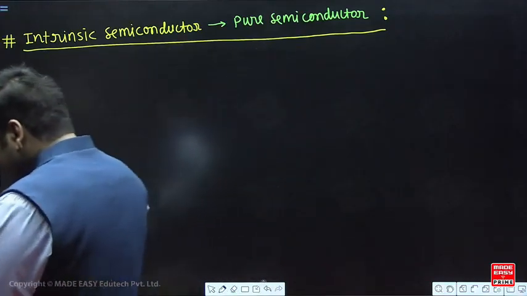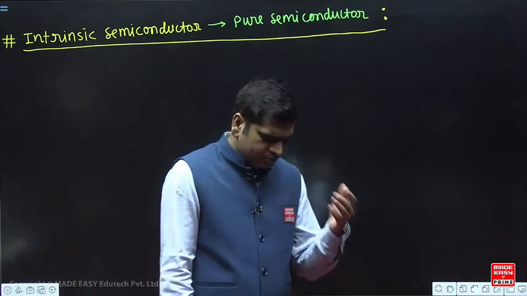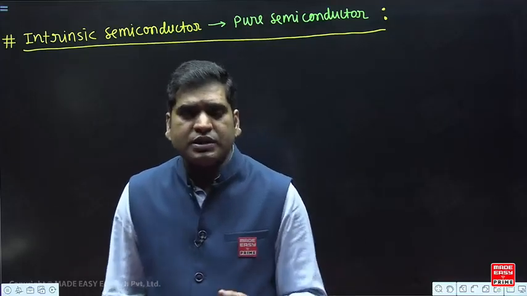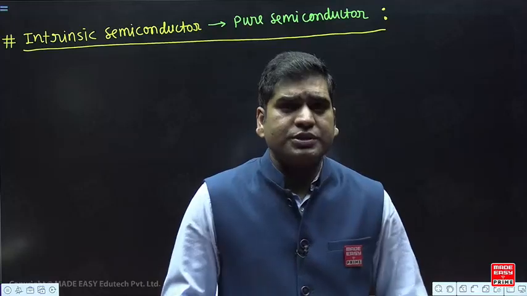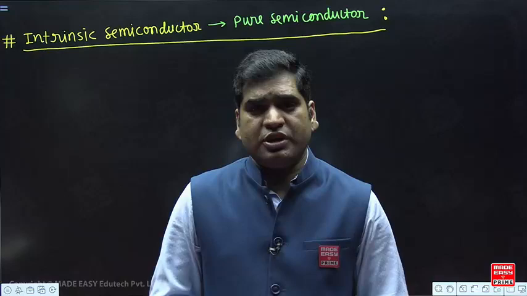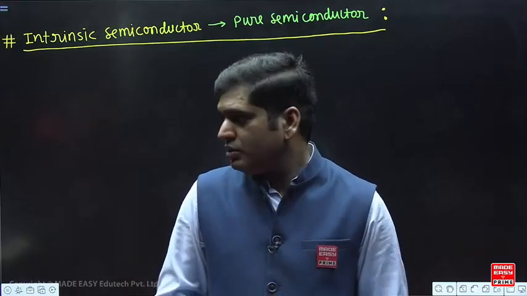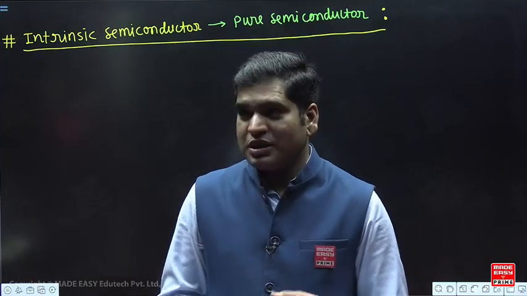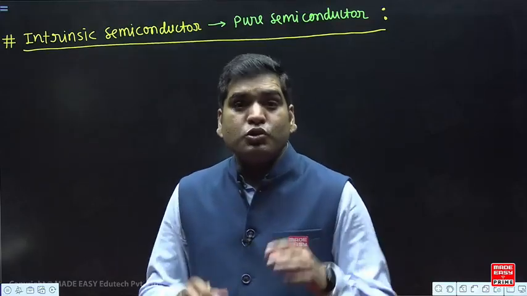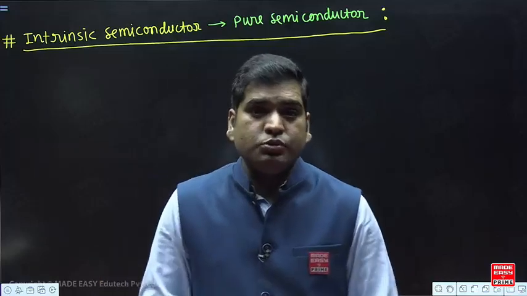My dear friend, we have several semiconductors like silicon, germanium, gallium arsenide, gallium nitride, indium phosphide. There are a large number of semiconductors. But out of all these materials, silicon is the most widely used semiconductor material.